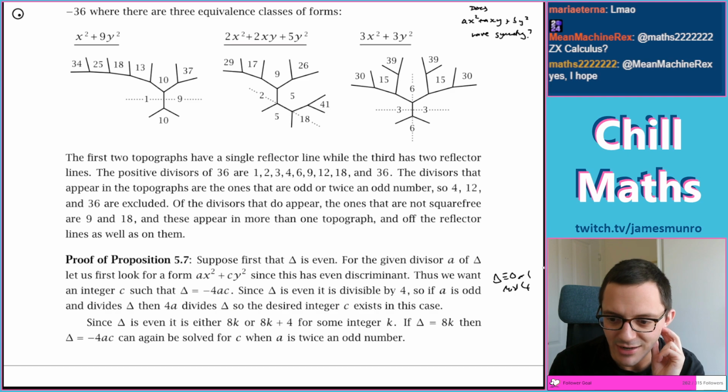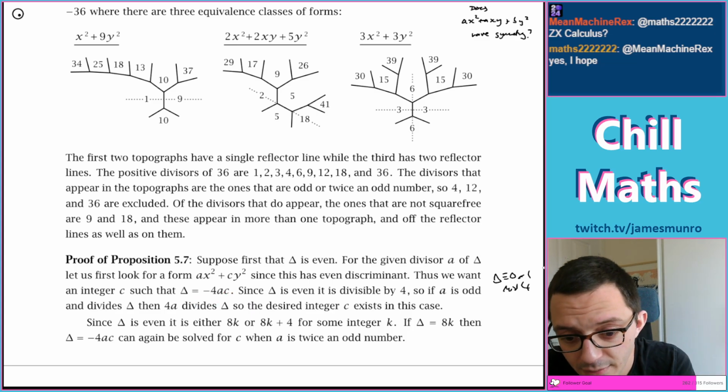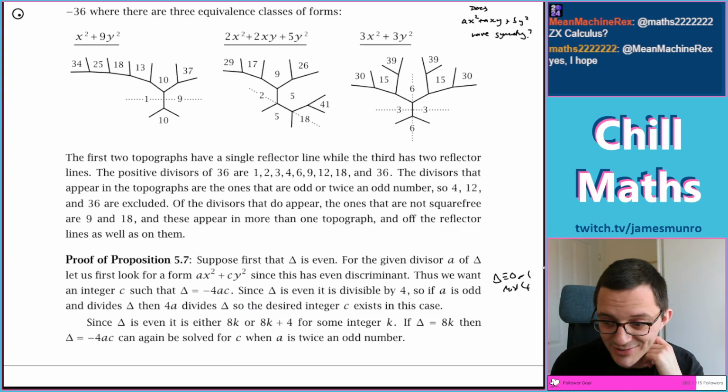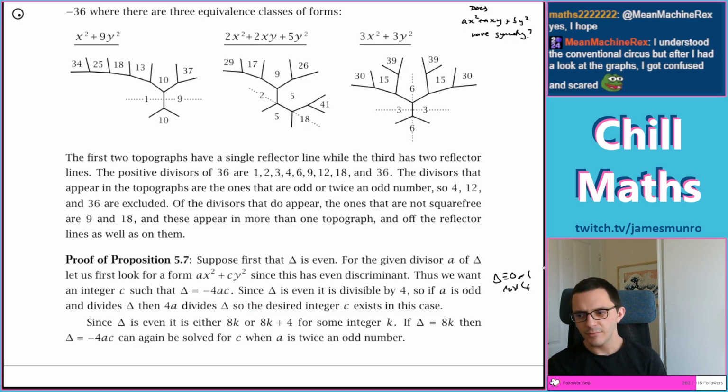So the divided integer c is the other part. And dividing delta by c is the same sort of thing as dividing it by 4a. Okay. It's either like this or this. If delta is 8k, then this can again be solved for c, where a is twice an odd number. What on earth is going on?